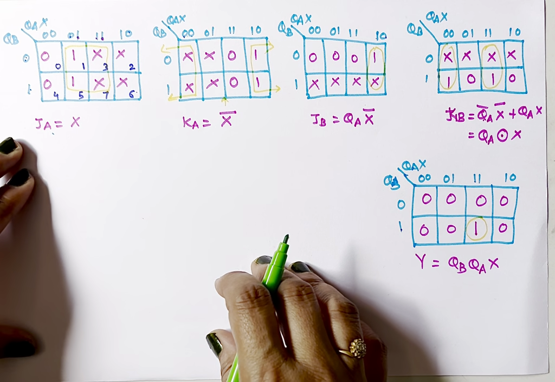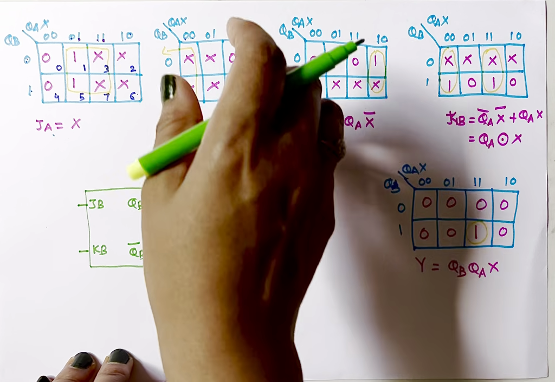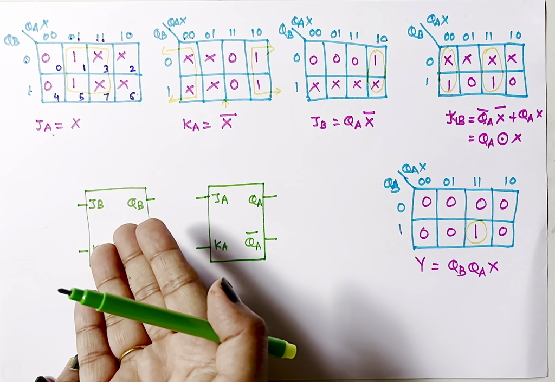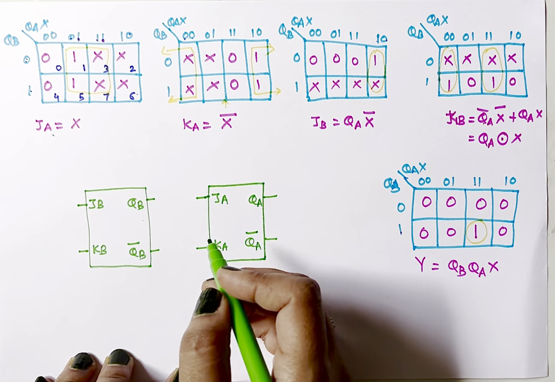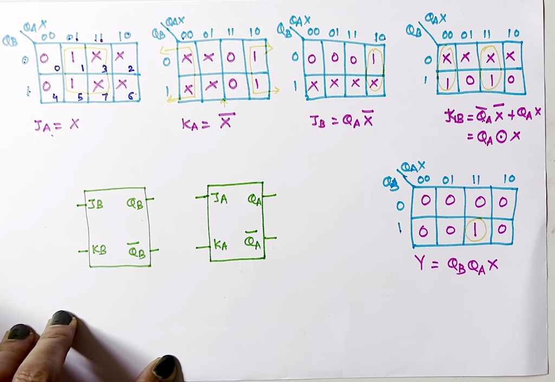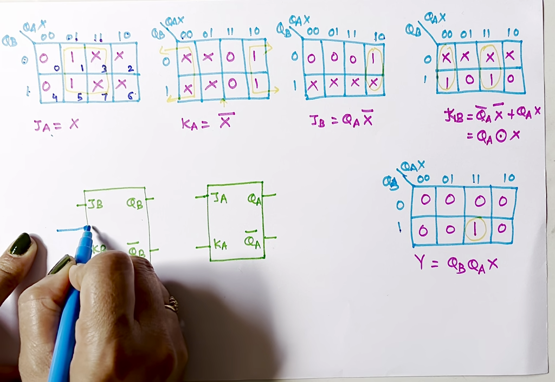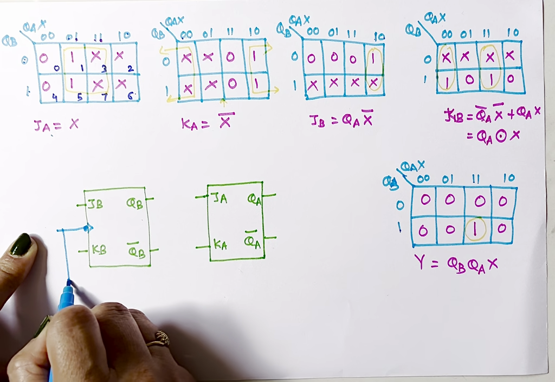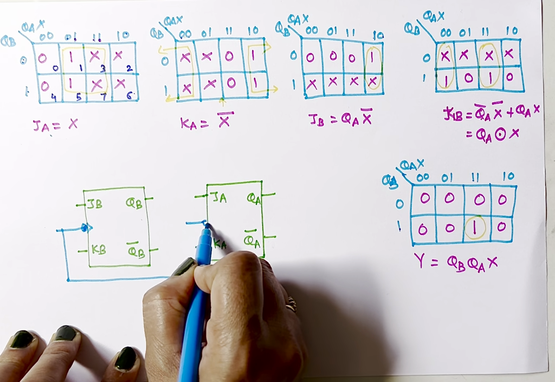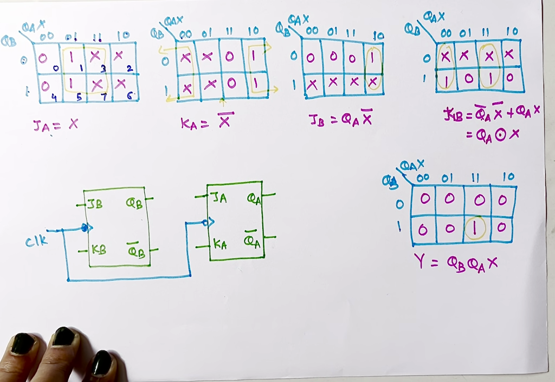Number of flip-flops is 2, so I'll draw 2 JK flip-flops. These two are my flip-flops. Here you can see QB is my MSB, QA is LSB, and that is why I have drawn B on the left hand side and A on the right hand side, because this will generate my most significant bit. Now this is a synchronous circuit, so I'll connect a single external clock to both the flip-flops, positive edge triggered or negative edge triggered. Here I'll write negative edge triggered. This is a single external clock connected to both flip-flops.